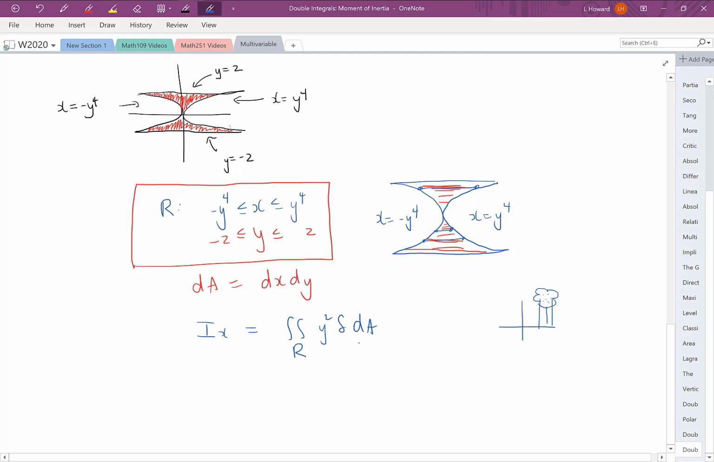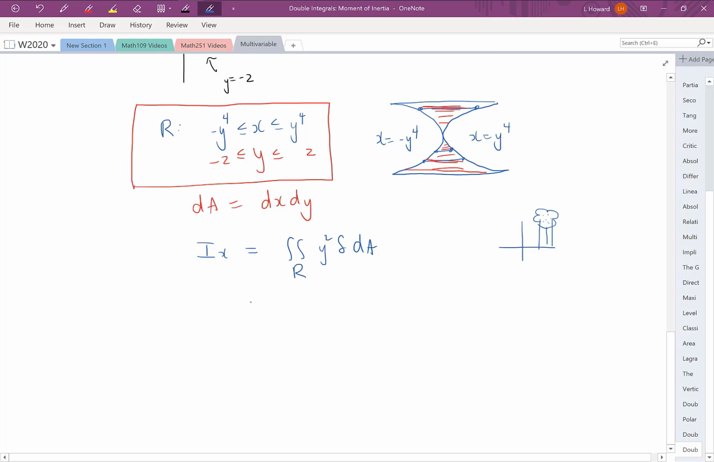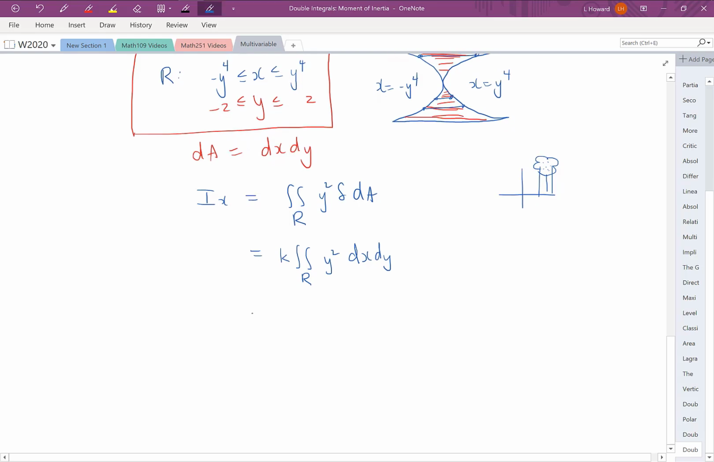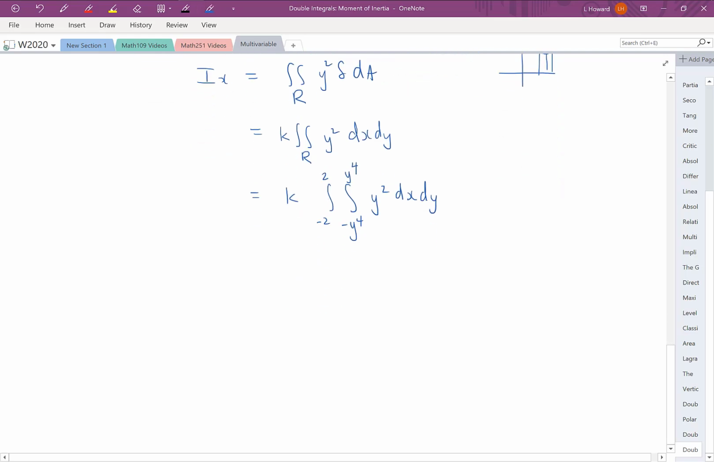All right, so that's what we're going to be integrating, and let's sub everything in and get our double integral set up. So double integral over R of y squared times delta. Well, we're told in the problem delta was the constant k, so that can just be brought out in front, and then we're going to do dx dy since we're doing horizontal slices, and then we can actually set up the limits on our integral at this point. Okay, so x values will go on the inside integral, minus y to the fourth to y to the fourth, and y values will go on the outside integral, negative 2 to 2. And with that, we are good to go.